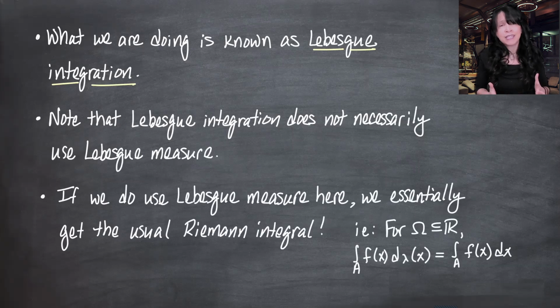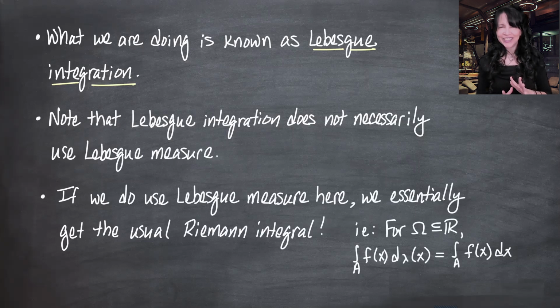But the main difference is in one case, we partition the domain of the function, that's the Riemann integral, and in the other case, we partition the range of the function. That's partitioning up on the y-axis there and using that to define the sets that you're integrating over.